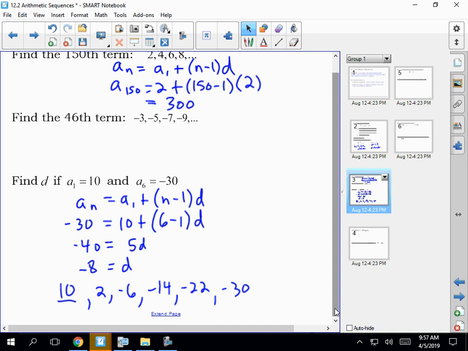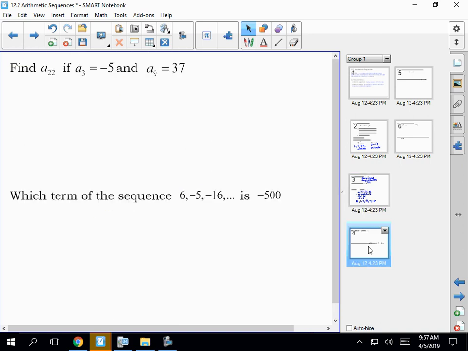Pretty easy formula to use. It's just a linear formula. All right, it says find a sub 22 if a sub 3 equals negative 5 and a sub 9 equals 37. So there's a little bit of a difference here. There's probably different ways to do this. But let's write down the formula, write in what we know.